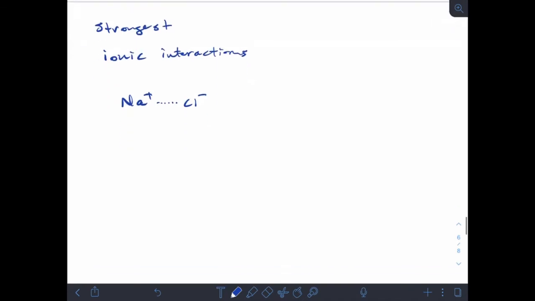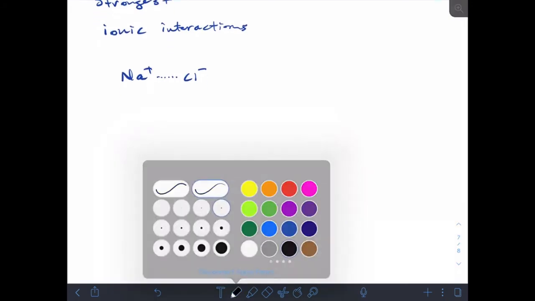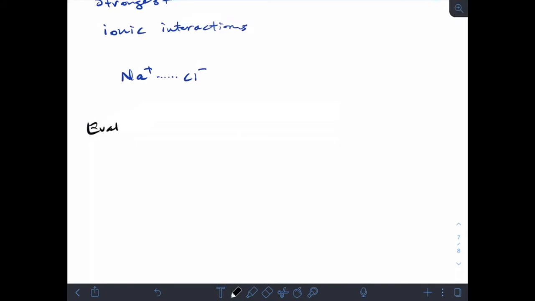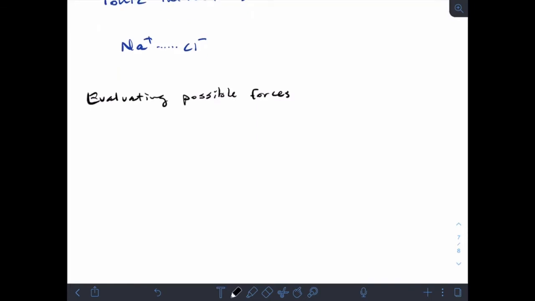So, evaluating forces. You'll often be asked to list what forces are possible in a given molecule, and there's a series of questions that you want to ask yourself. In terms of evaluating forces, the first thing you want to acknowledge, let me put it this way: all molecules can do dispersion.